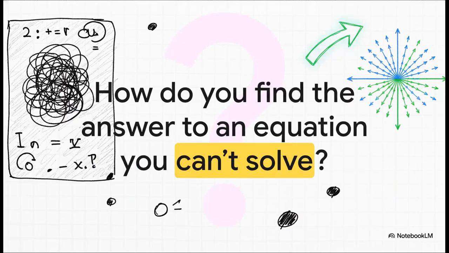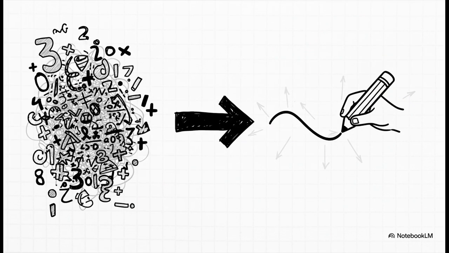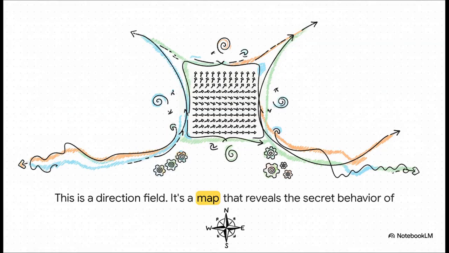So let me start by asking you a question. How do you find the answer to an equation that you just can't solve? You know, one of those really messy ones that normal algebra just can't crack? Well, the answer is surprisingly simple and kind of beautiful. You draw a picture of it. Seriously. And this is the picture I'm talking about. This is a direction field.